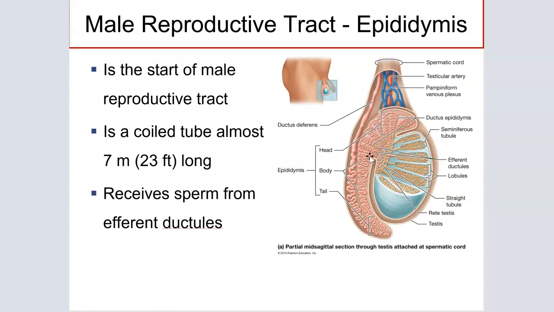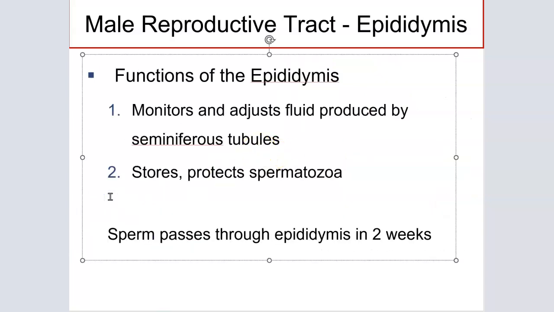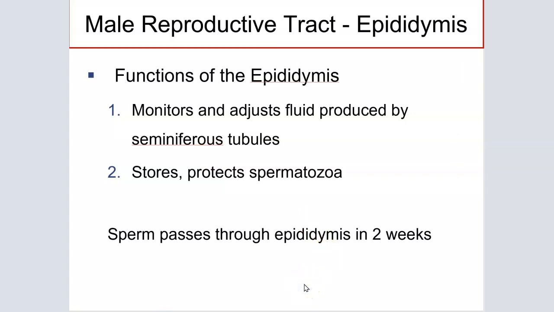Now, this is going to be smooth muscle when we look at this. And so most of the structures of the reproductive tract are smooth muscle, and it's going to use peristalsis as it passes through. While the sperm hang out in the epididymis, the cells there monitor the fluid that's produced. They monitor the sperm. They store the sperm. In fact, the sperm can hang out there for 2 weeks, and they also protect them.